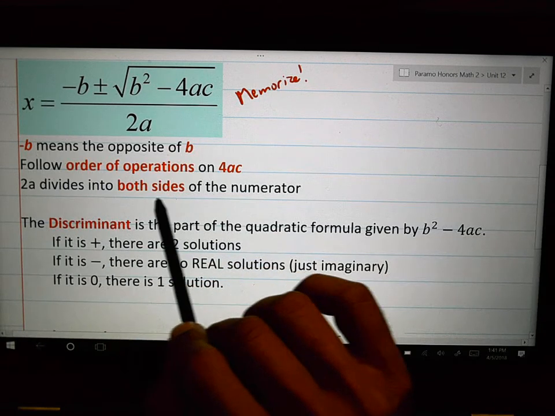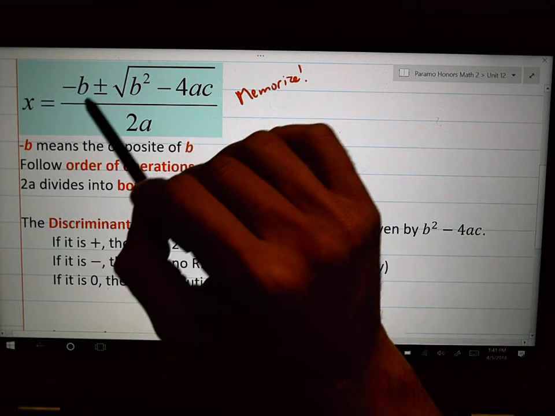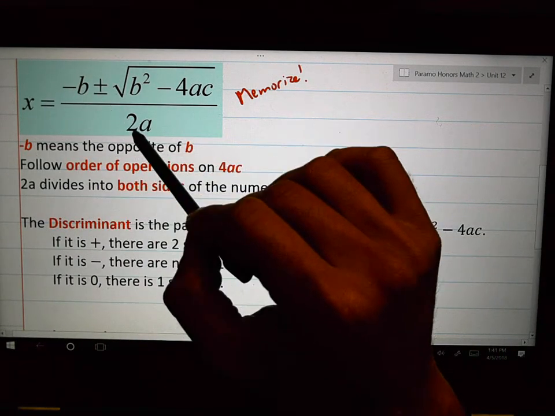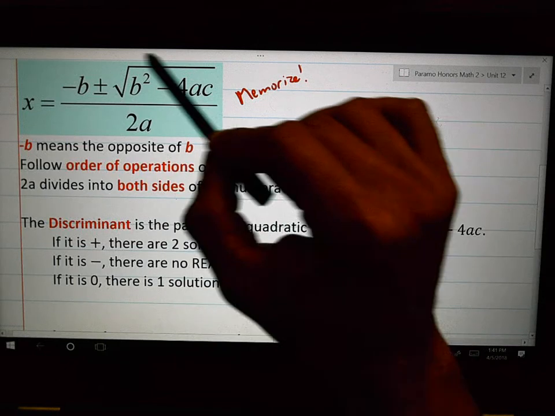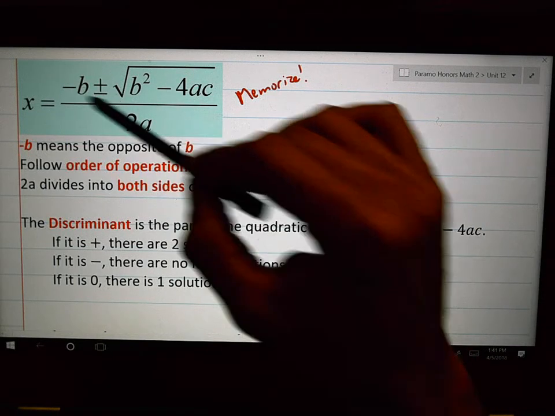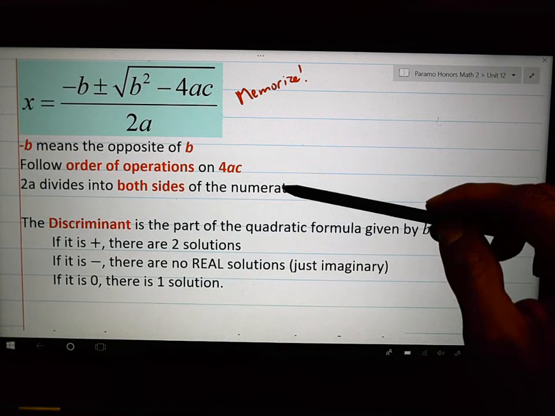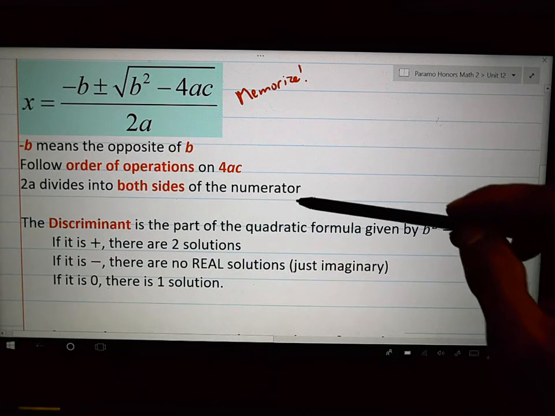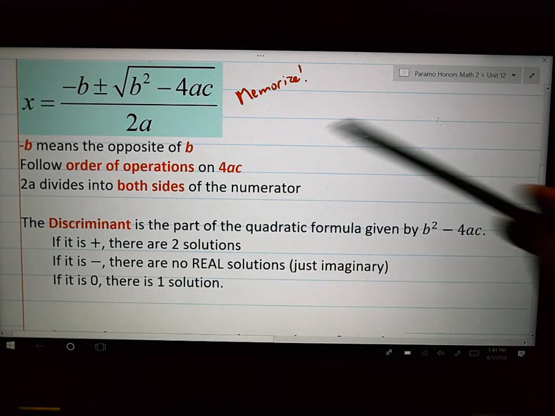2a also divides into both sides of the numerator. This quantity gets divided by 2a, so does this quantity. They both get divided by the 2a. That's important. That's a common mistake. I'll show you in our first example.